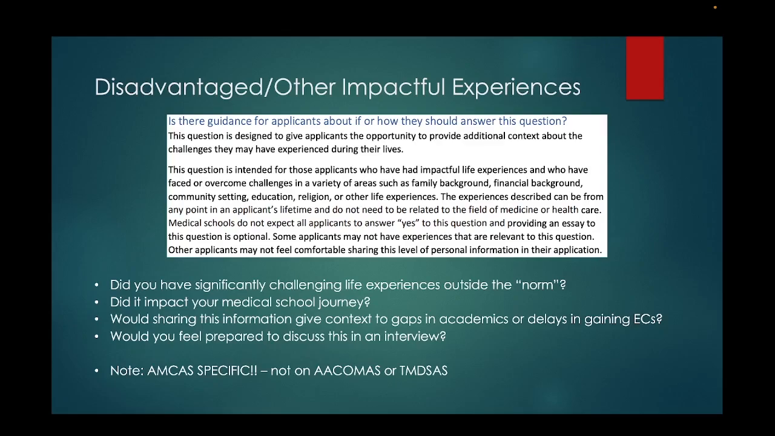So some important things to consider when deciding if this is applicable for you. Did you have significantly challenging life experiences outside of the quote-unquote norm of the average applicant? Did it impact your journey in trying to get into medical school? Would sharing this information give context to gaps in academics or delays in gaining extracurriculars? And would you feel prepared to discuss this in an interview?